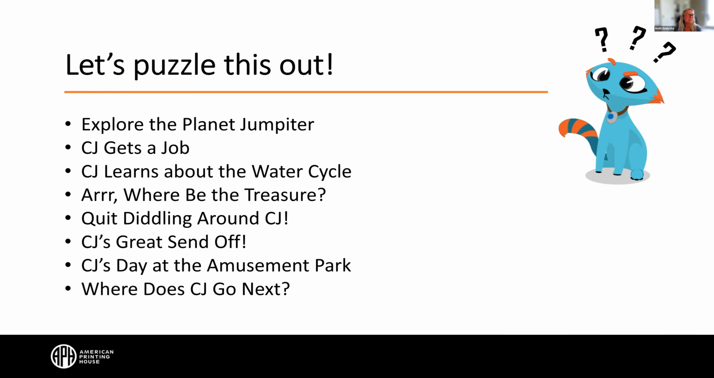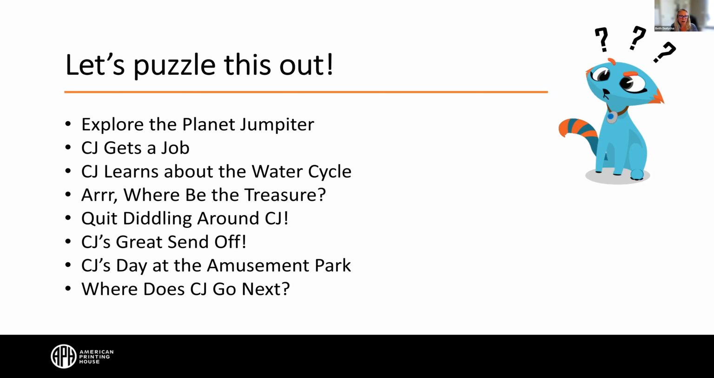Anyway, so the puzzles that we currently have that you're getting kind of a sneak peek, because I think these are not yet published, but they will be very soon, are about a character named CJ. CJ is an alien life form, and each of these puzzles has a little story about CJ. We meet CJ when we explore the planet Jupiter. CJ gets a job, which we're going to talk about in just a minute.